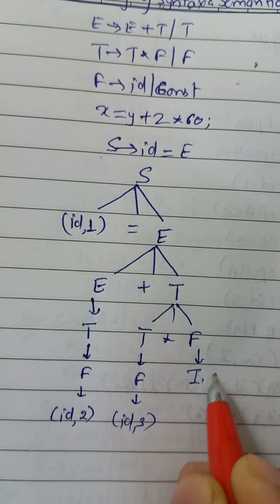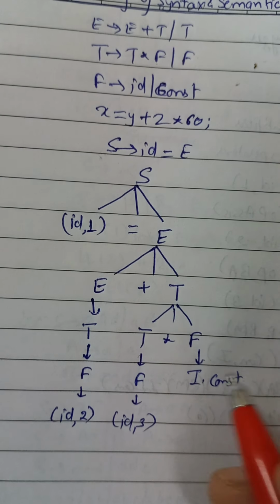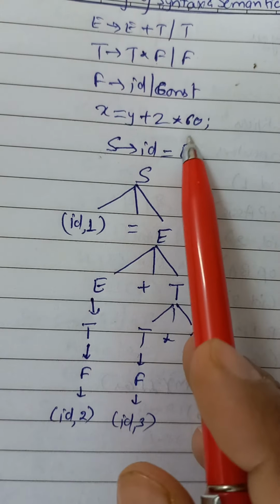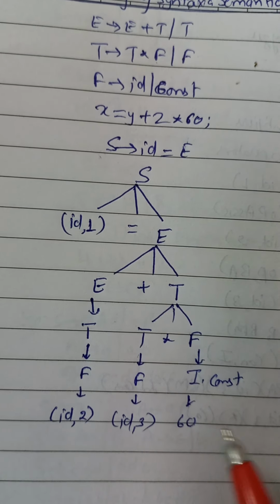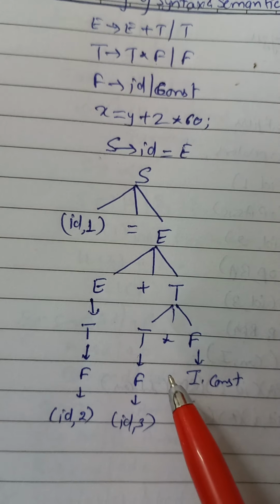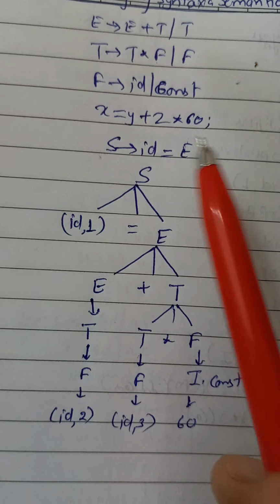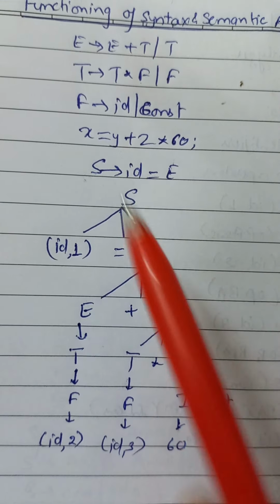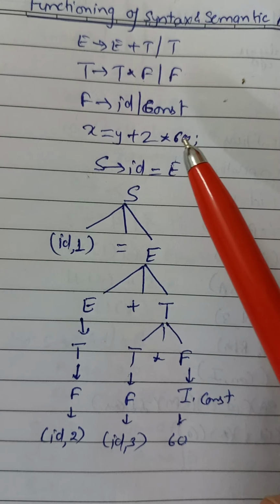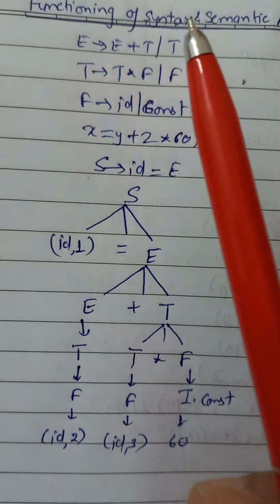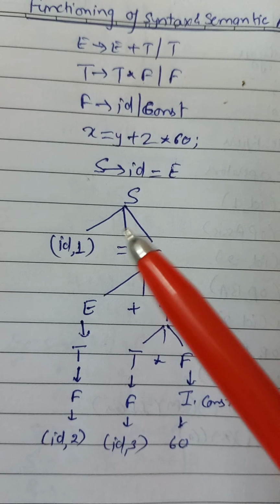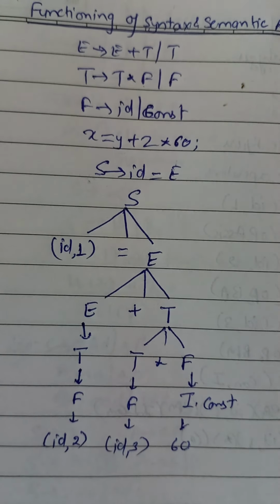Constant, or we can say integer constant, because 60 is an integer constant. So its value will be 60. So this will be the output of the syntax analyzer. From the grammar and from the statement, it will just create the parse tree, and whatever the input of the lexical analyzer was, it will be the output of the syntax analyzer.